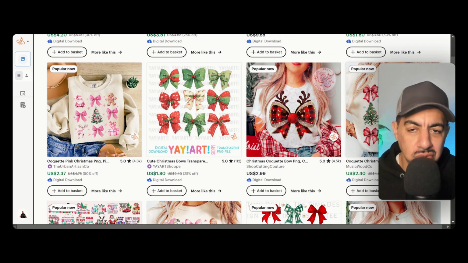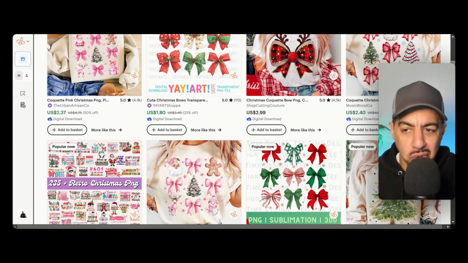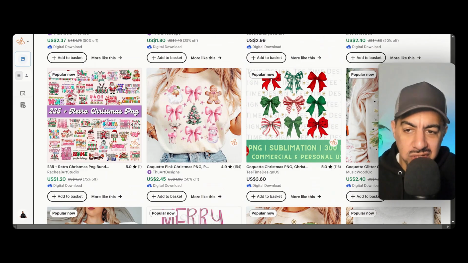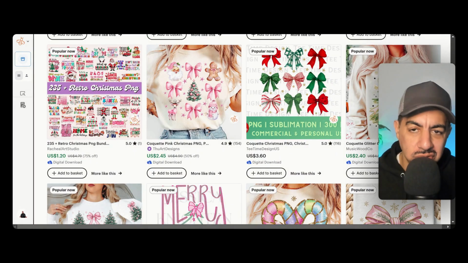When you actually use a trend like a coquette, think about what time of year you're selling at. So in this case, obviously, it's Christmas. Look at this big coquette on a Christmas tree. Think about how you can make yours original and stand out. And this is the key to this.